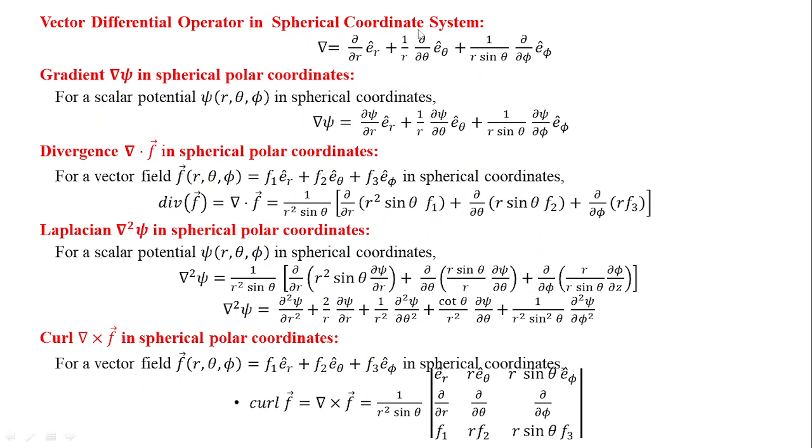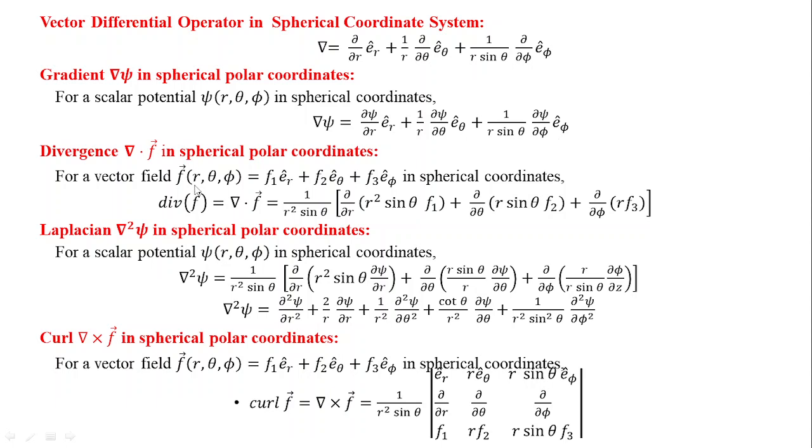In the spherical coordinate system, the vector differential operator is defined as dou by dou r er plus 1 upon r dou by dou theta e theta plus 1 by r sin theta dou by dou phi e phi. The gradient of scalar point function psi of r, theta, phi is given as dou psi by dou r er plus 1 upon r dou psi by dou theta e theta plus 1 upon r sin theta dou psi by dou phi e phi.